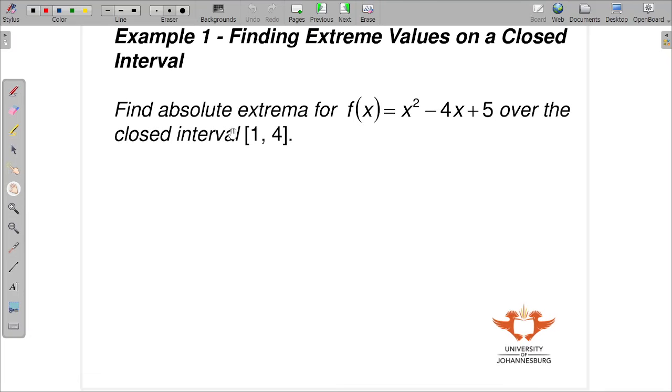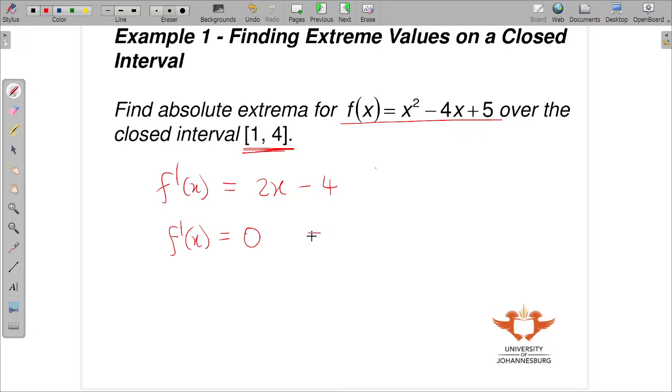Now we want to find the absolute extrema for this function over the closed interval. Don't forget, this is a closed interval, and this is the function given to us. The first thing is to find the derivative. The derivative of that is 2x minus 4. The next thing is to equate the derivative to 0, which implies 2x minus 4 equals 0. So 2x equals 4 and x equals 2.